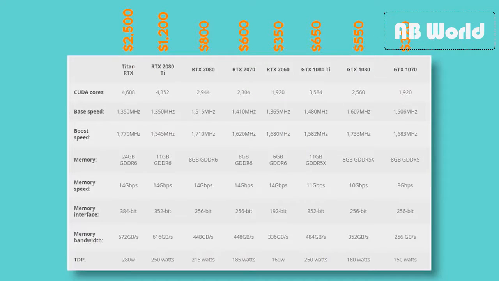Now, I'm gonna flash a list on the screen. Starting from right to left, we have the GTX 1070 at around $350 at the time of recording. Then we have the GTX 1080 at around $550, and so on and so forth. You guys could just pause right here and check out the specs or take a screenshot.